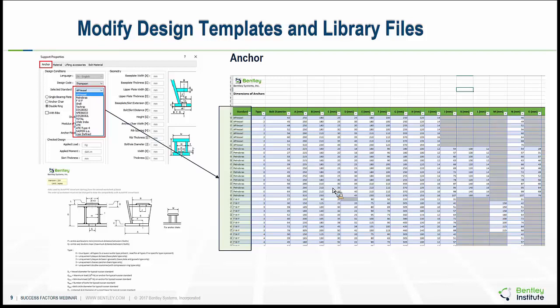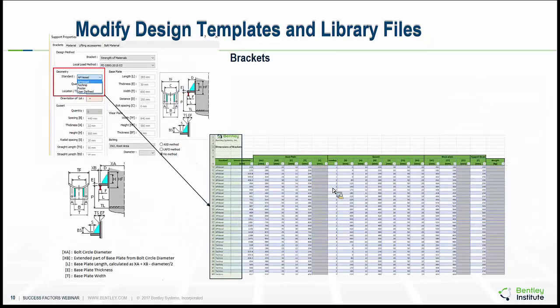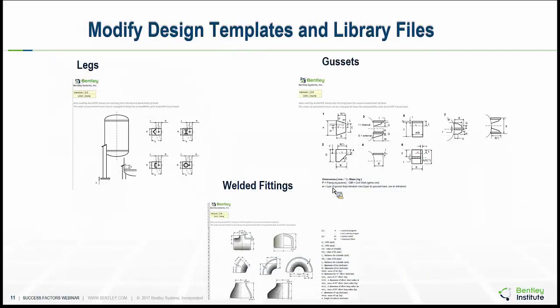So on the right, you see in the anchor database, all the different standards are shown: AP Vessel, Petrobras, and the different types, bolt diameter, and all the dimensions A, B, C, D, E, F, G, H, and I. They're all being called out. Likewise, you have a library file for brackets. As I said, you can include your own bracket dimensions as well.